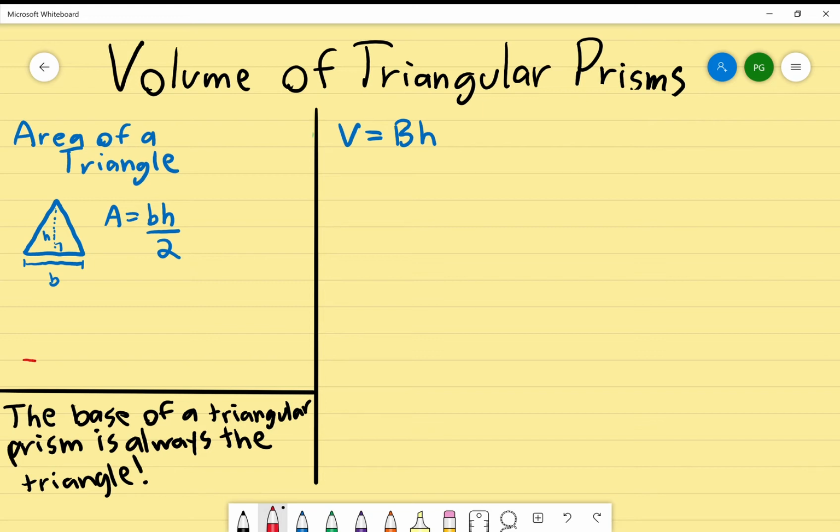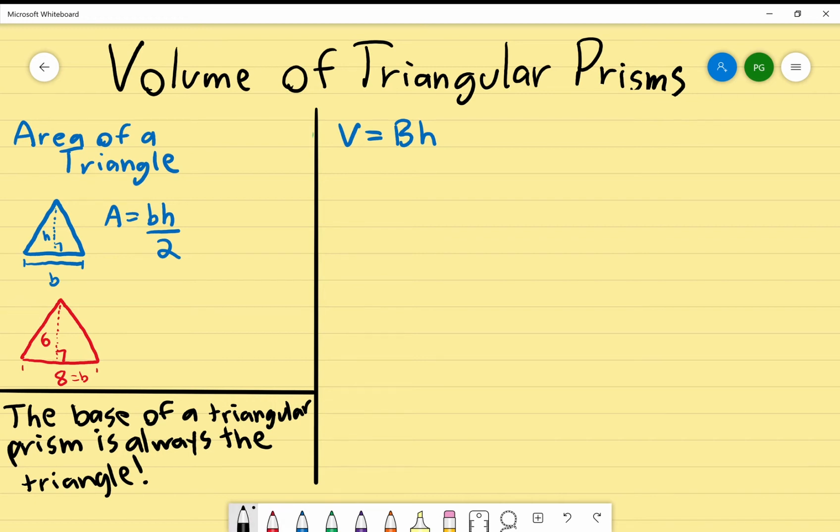Let's say I tell you that this is my triangle. The number going up here is going to be 6, and down here this is going to be, let's say, 8. Now remember, all you have to do is identify that 8 is your base because this is the bottom, and 6 is your height because it's going straight up.